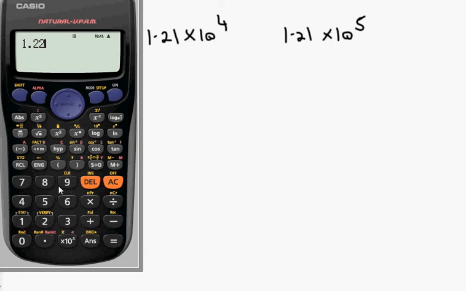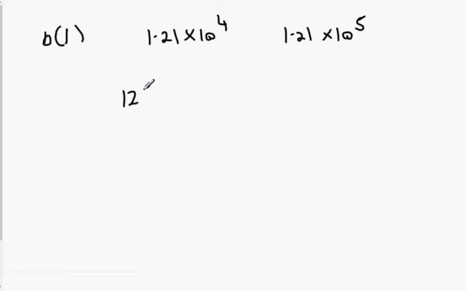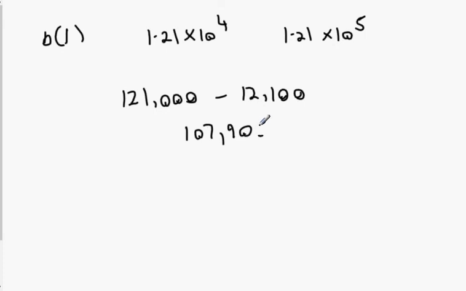1.21 by 10 to the 5, where's the 10 to the 5 button, there it is. That's 121,000. And then what's the other one? The other one's going to be 12,100. And then when we take them away from each other we're going to get 107,900. Now, what does scientific notation mean?